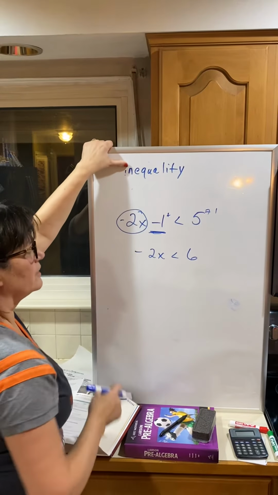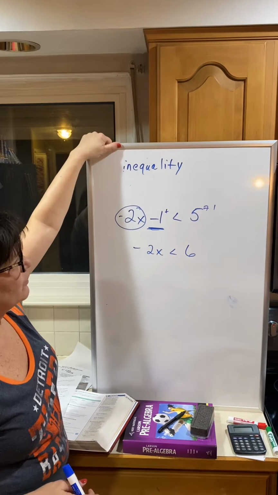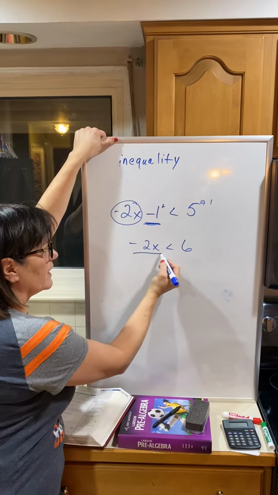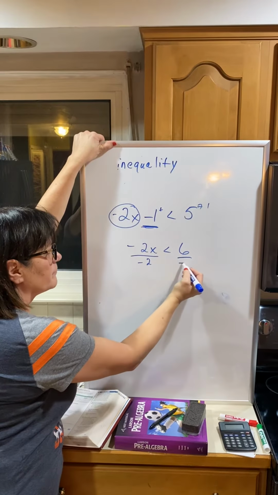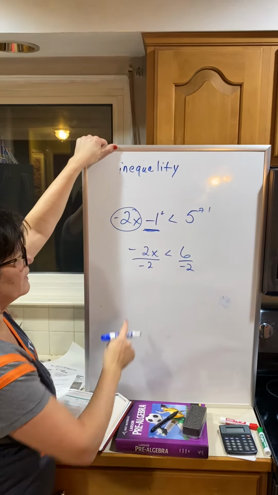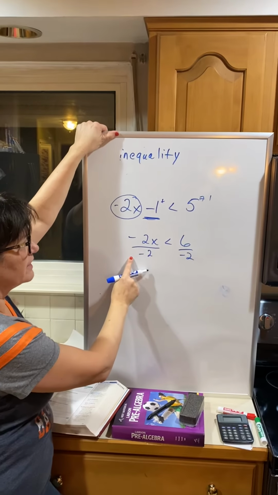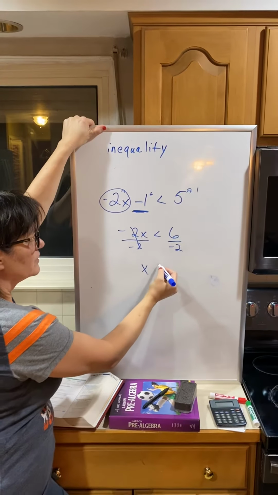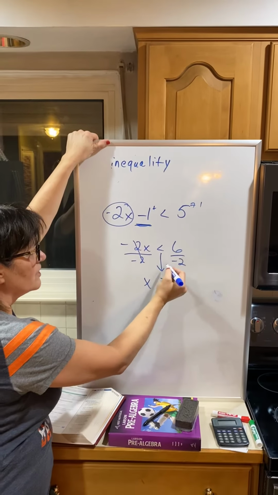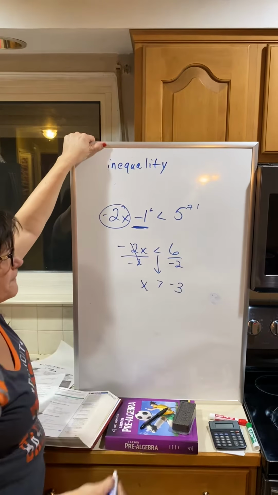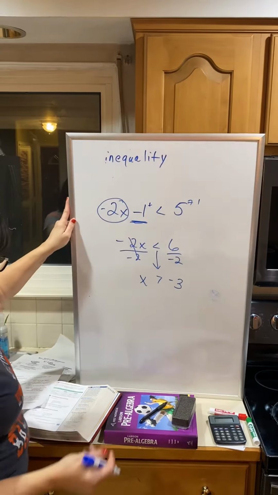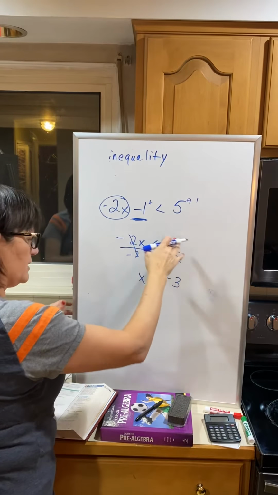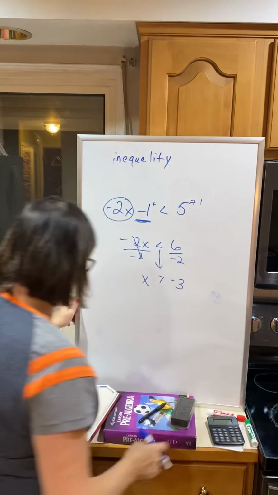Now, here's what's different between equations and inequalities. The next step is divide by negative 2. Whenever you have to divide or multiply by a negative number, the sign flips. So the sign has to change, and then we have that. Okay? That would be the only difference between this and equations.